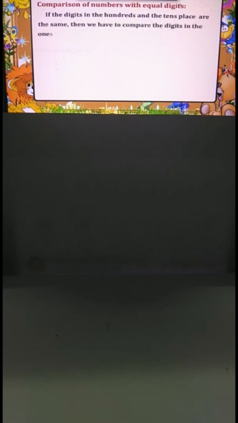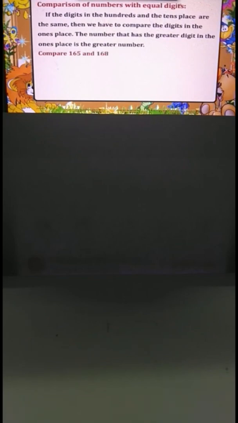Comparison of numbers with equal digits. If the digits in the hundreds and the tens place are same, then we have to compare the digit in the ones place, that is units place. The number that has the greater digit in the ones place is the greater number.